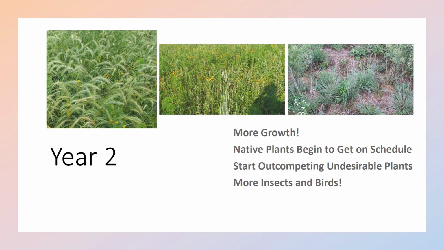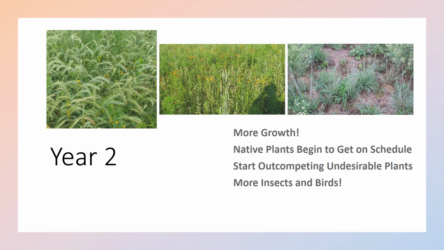You've made it through the first year, and now you're into the second year, and lo and behold, more growth. You're going to see taller species. You're going to see more plants that were part of the mix come up. You're going to see them come up earlier in the year, and they usually start to get encouraged by what you see as we move into the growing season of year 2. The plants begin to get on schedule, meaning things that flowered later into the season than they normally would are coming up and flowering as they typically would earlier in the growing season.